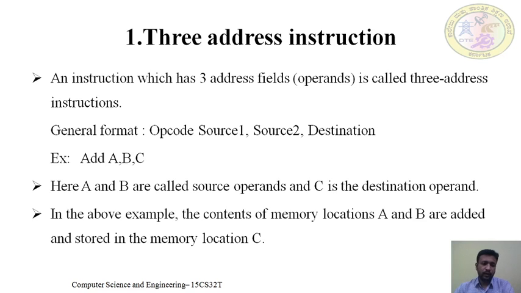Example. Let's take add a comma b comma c. Here add is the addition operation. A and B are called source operands and C is the destination operand. So the contents of memory locations A and B are added and stored in memory location C. So this instruction add A comma B comma C does nothing but add the contents of A and B, and store the result in C.